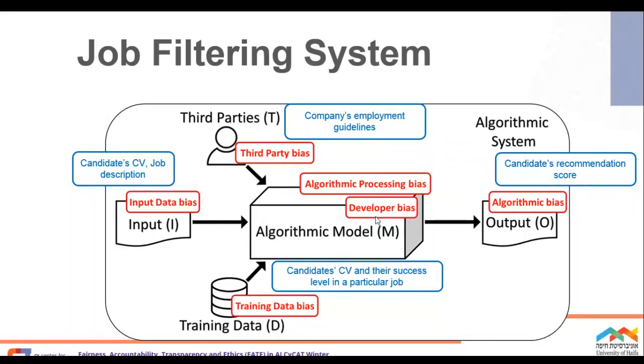Or maybe the training data is perfect. The candidates and the applications are balanced, with 50-50% representation of women and men for a specific job application. But then the company guidelines say, if you have candidates with similar capabilities, prefer men, or give women a lower score just because this is what the company decided to do.